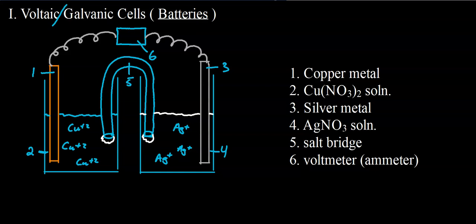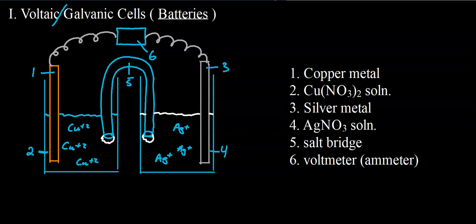Lastly, the pieces of metal are connected to a measuring device, something that measures some property of electricity. It can be a voltmeter, which measures voltage. It could be an ammeter, which measures current. And we'll talk a little bit about both of those in just a bit.